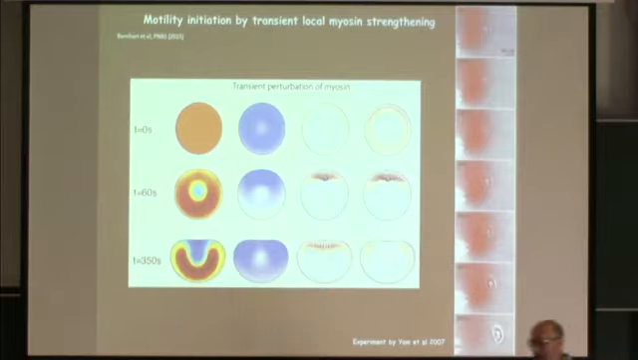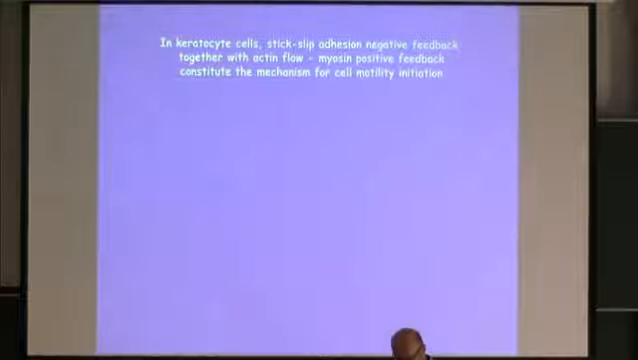So that's pretty much the first story, right? And so for biologists, the main conclusion here is that in keratocytes there are two essential feedbacks: one positive and one negative. Negative feedback is stick-slip adhesion, and positive is actin flow myosin, and so together they give you the polarization. So mathematically, could you identify a bifurcation parameter that could transit from stationary?